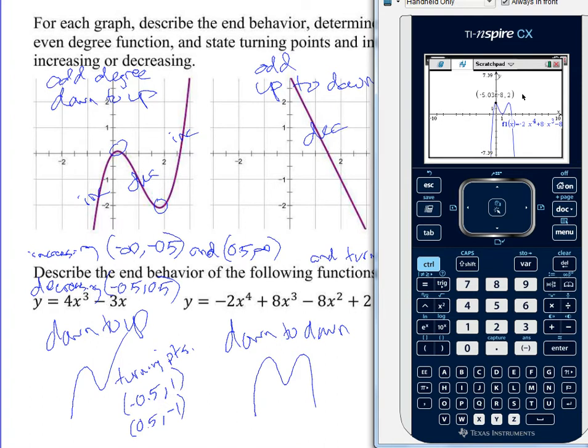Negative 5.03 e minus 8. The e minus 8 is scientific notation. That's like times 10 to the negative 8th power. Times 10 to the negative 8th power is a very, very small number. If I were to write that out, I'd have to move the decimal over 8 places to the right. So 0.000000503. And it happens to be negative.